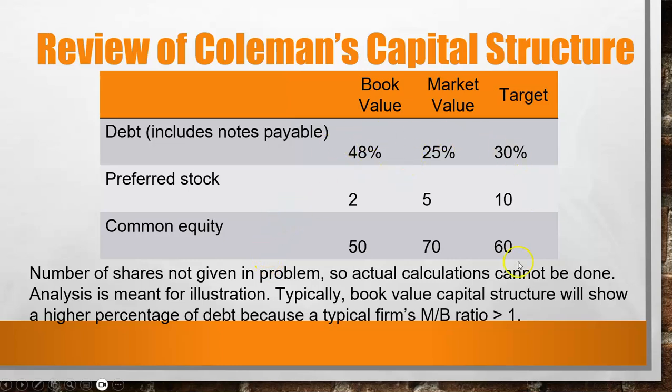So here it is summarized. Number of shares not given in problem, so actual calculations cannot be done. This analysis is meant for illustration. Typically, the book value capital structure will show a higher percentage of debt because of typical firms' market to book ratio is greater than 1.